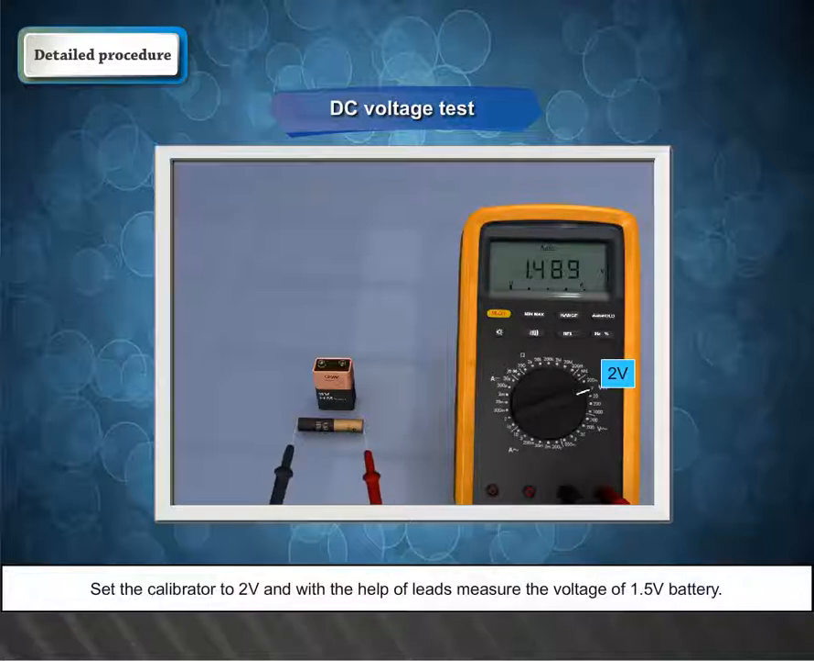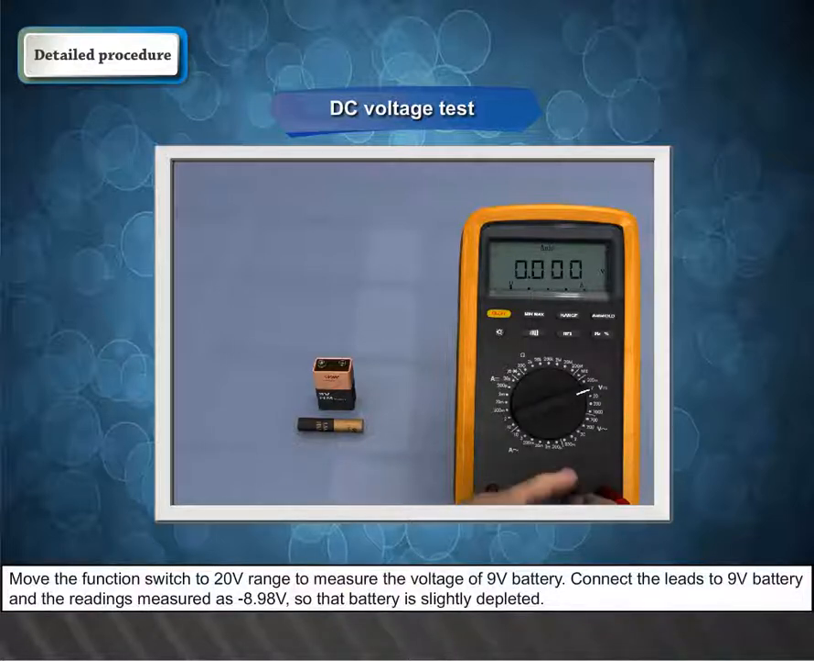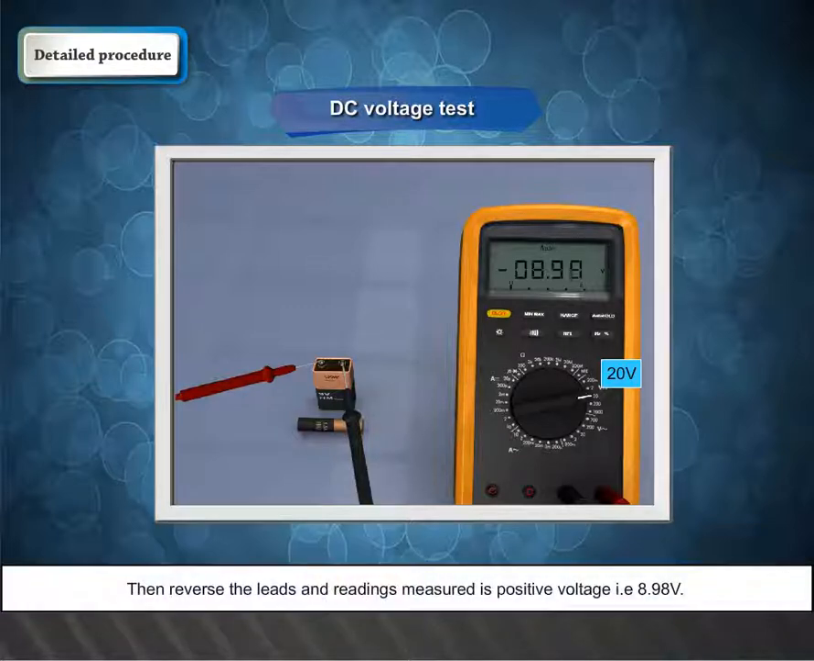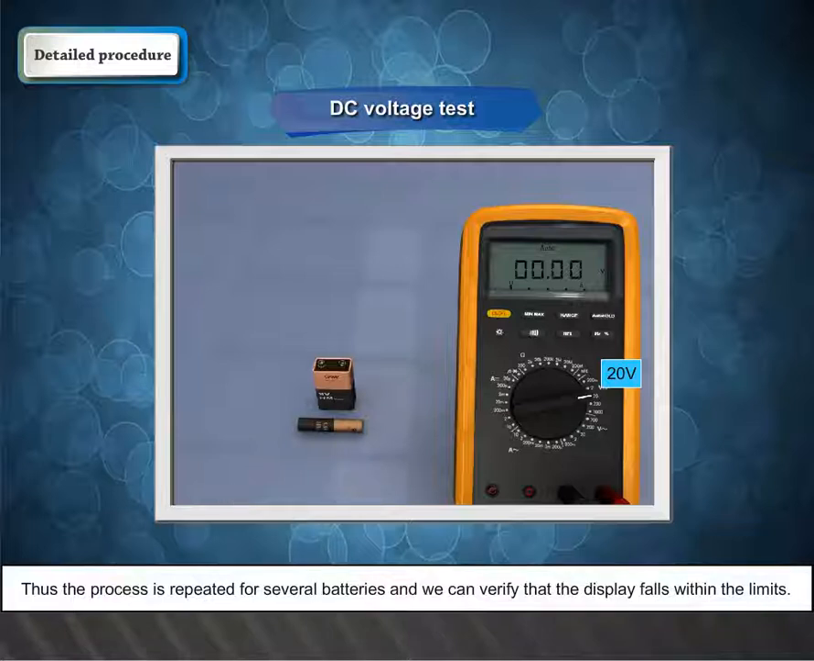Set the calibrator to 2 volt and, with the help of leads, measure the voltage of a 1.5 volt battery. Move the function switch to the 20 volt range to measure the voltage of a 9 volt battery. Connect the leads to the 9 volt battery and the reading measured is minus 8.98 volt, so the battery is slightly depleted. Then reverse the leads and the reading measured is positive voltage, that is 8.98 volt. Thus, the process is repeated for several batteries and we can verify that the display falls within the limit.